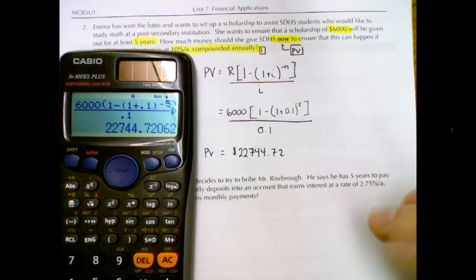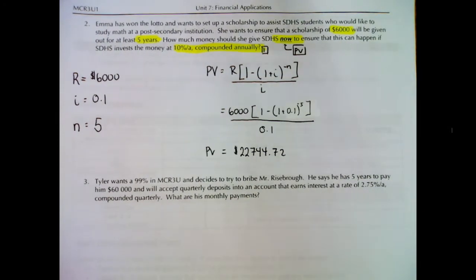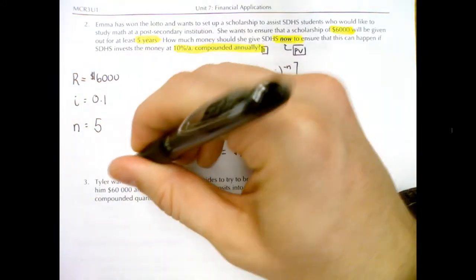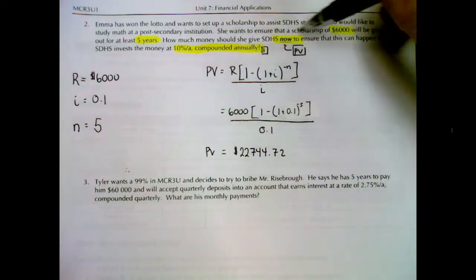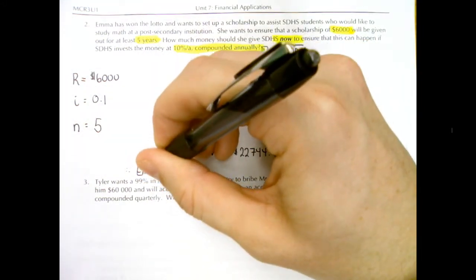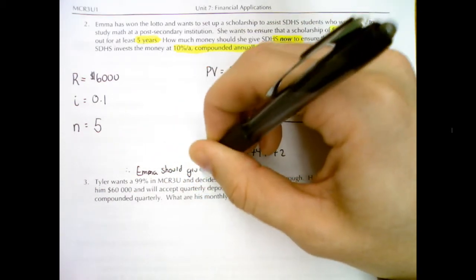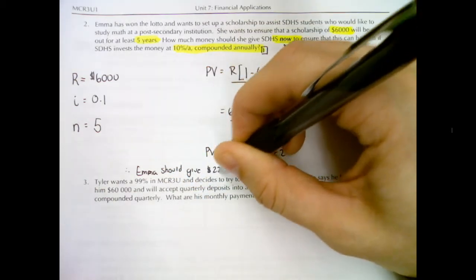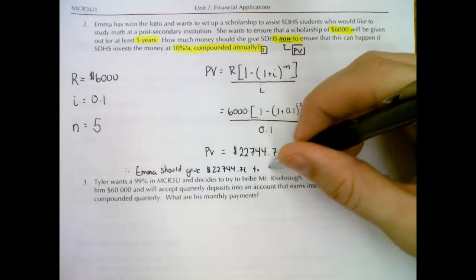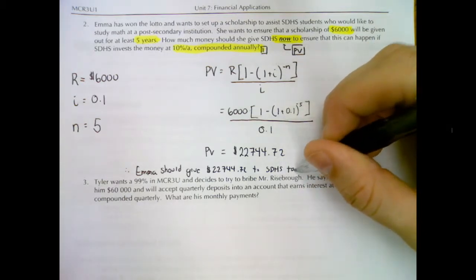That's the present value. That's how much Emma should deposit today. So, word question, word answer. Therefore, how much money should she give SDHS now? Emma should give $22,744.72 to SDHS today.